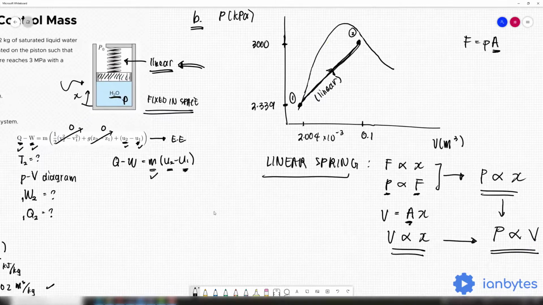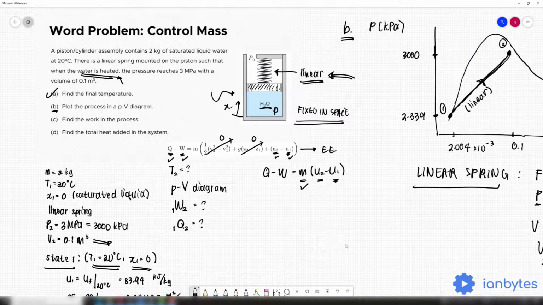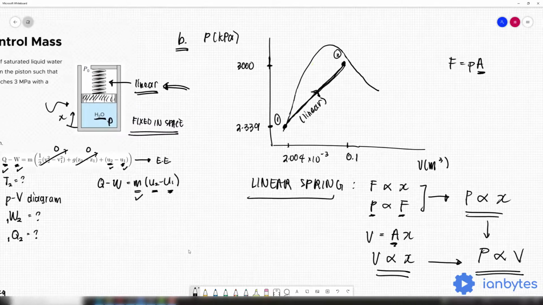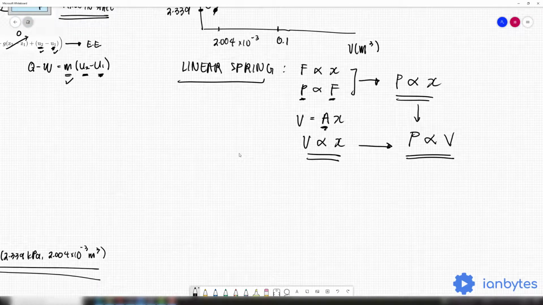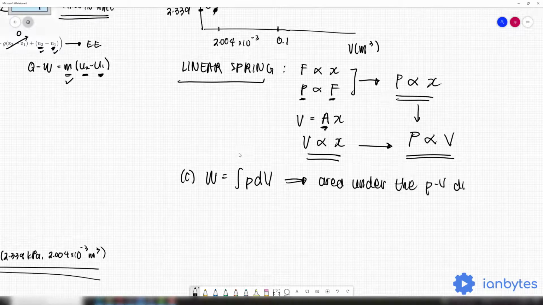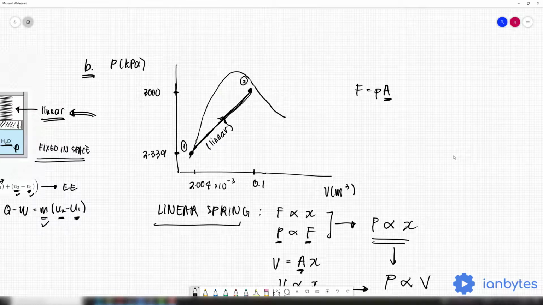Now for letter C, we are asked to solve for the work in the process. So we know that mathematically speaking, work is just the integral of P dV. So we have W is equal to the integral of P dV, which means that work is just the area under the PV diagram. And if we are going to utilize the PV diagram that we just drew, work is basically the area under this curve.